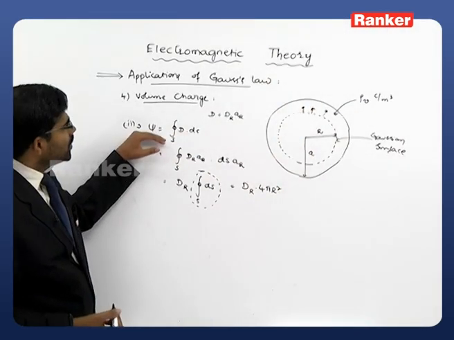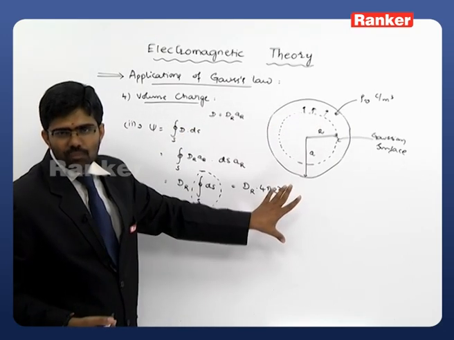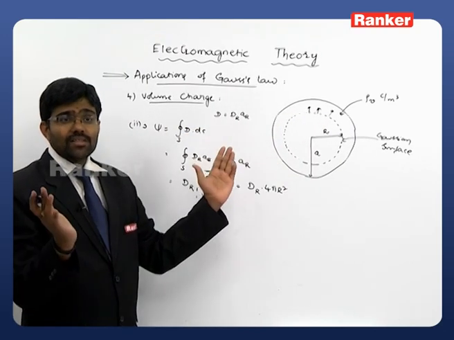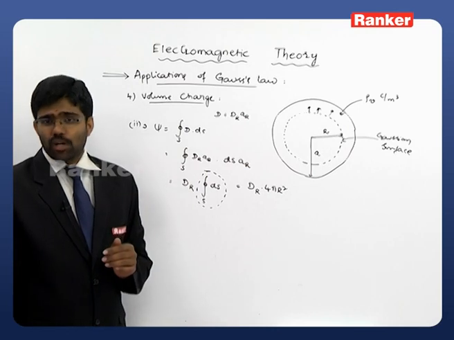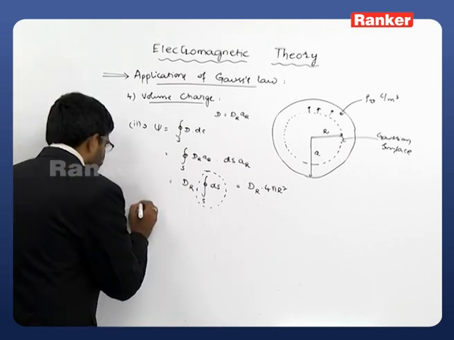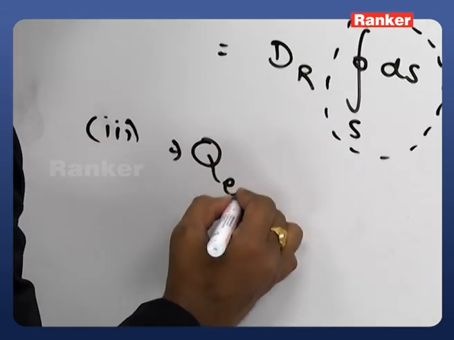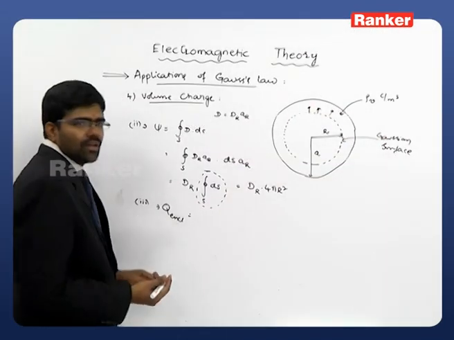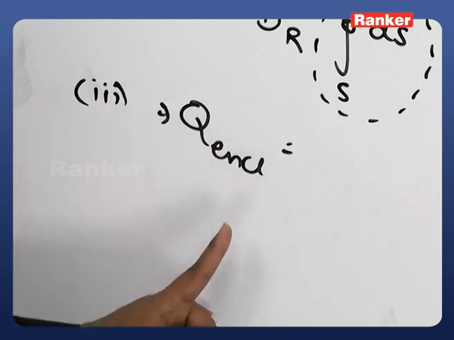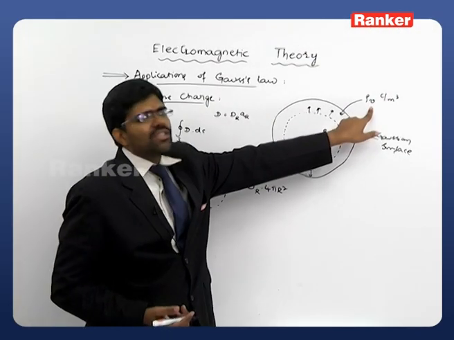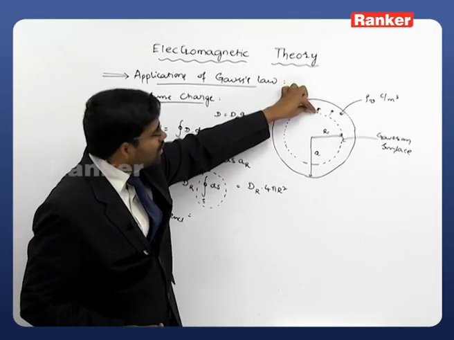The total flux leaving through the Gaussian sphere we calculated now. In the same way, the total charge enclosed within that Gaussian sphere is also required. So that is our next step. The total charge enclosed, Q enclosed, is equal to... So how do we calculate this total charge enclosed? Using our volume charge density up to this particular region only.